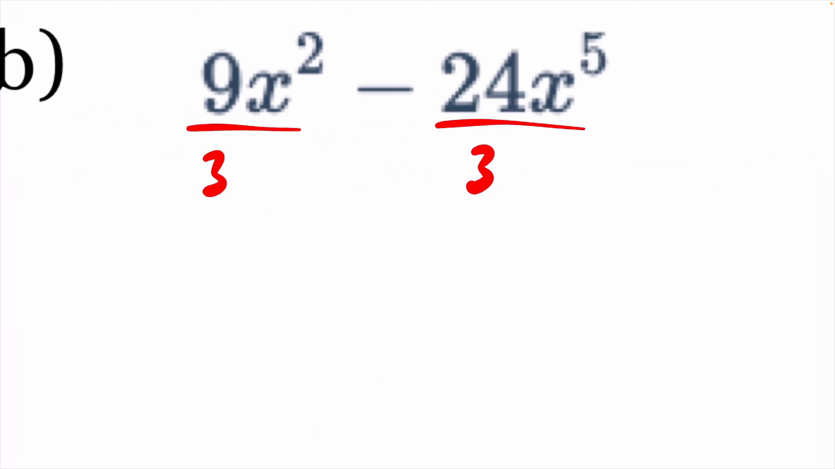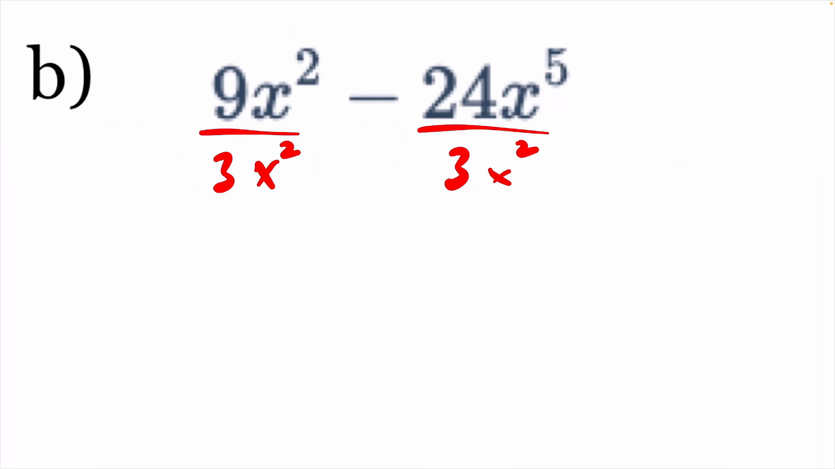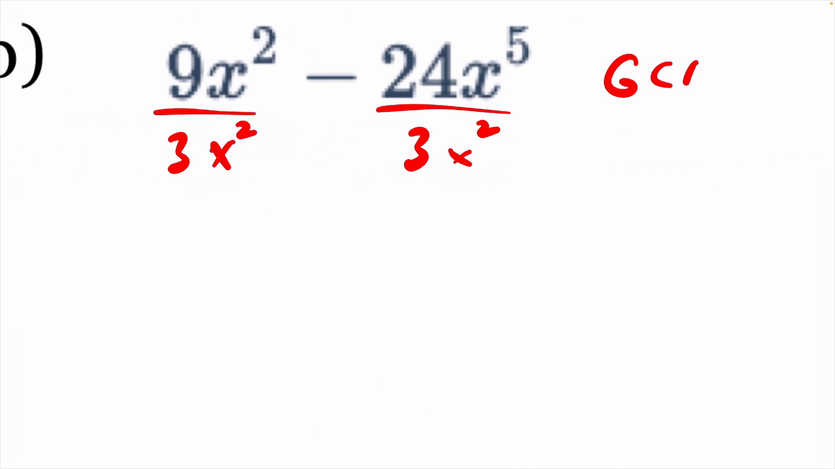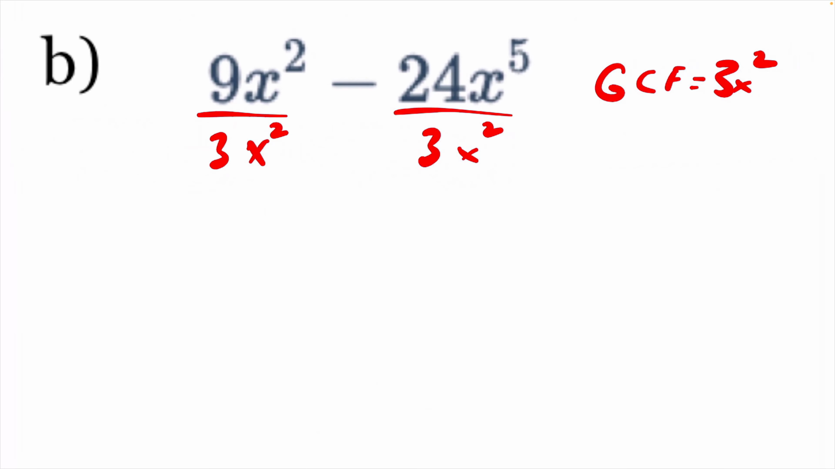So that's how we determine how many x's. It's the biggest amount they share in common, or the biggest amount they both can take away. So GCF, this one is 3x squared. Okay, so we always write that in front.